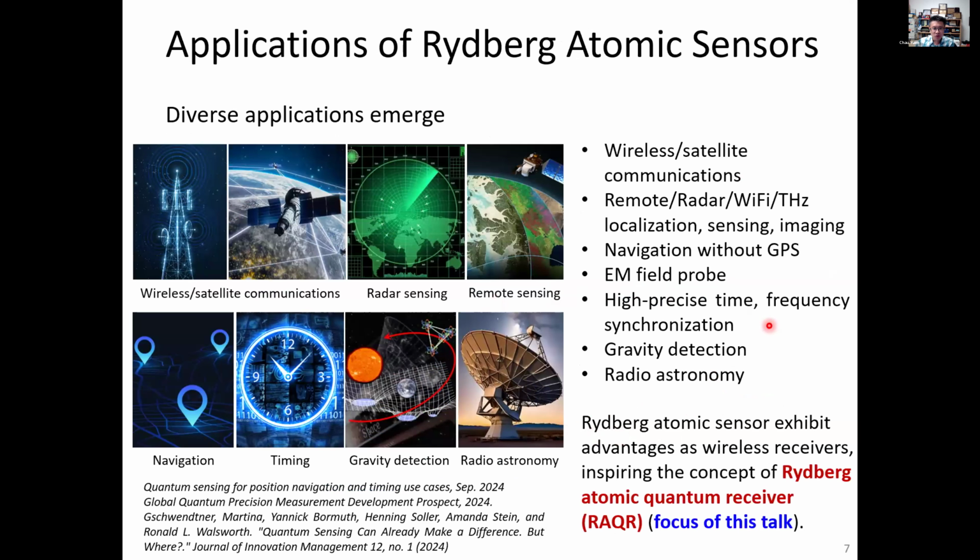Over here are some of the applications that Rydberg atomic sensors have shown. They can be used in wireless or satellite communications, radar or remote sensing, localization as well, imaging, and navigation without GPS, electromagnetic field probing, very precise time and frequency synchronization, gravity detection, and radio astronomy. So that's why in this talk we are focusing on the so-called Rydberg atomic quantum receiver.